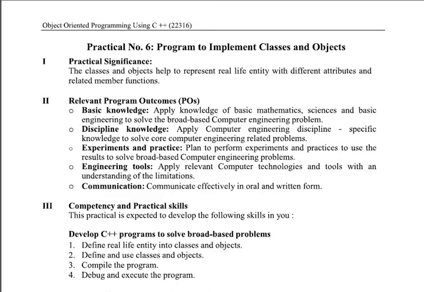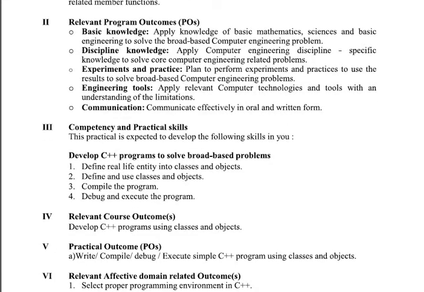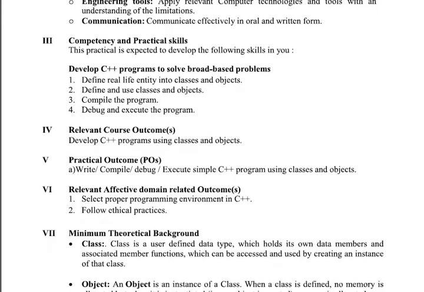Now we will see the program outcomes which are relevant to this practical, that is, basic knowledge, discipline knowledge, experiment and practice, engineering tools and communication. After this practical, you will be able to define real-life entities as classes and objects. You can define and use classes and objects, compile the program, debug and execute the program. The relevant course outcome of this practical is to develop C++ programs using classes and objects.